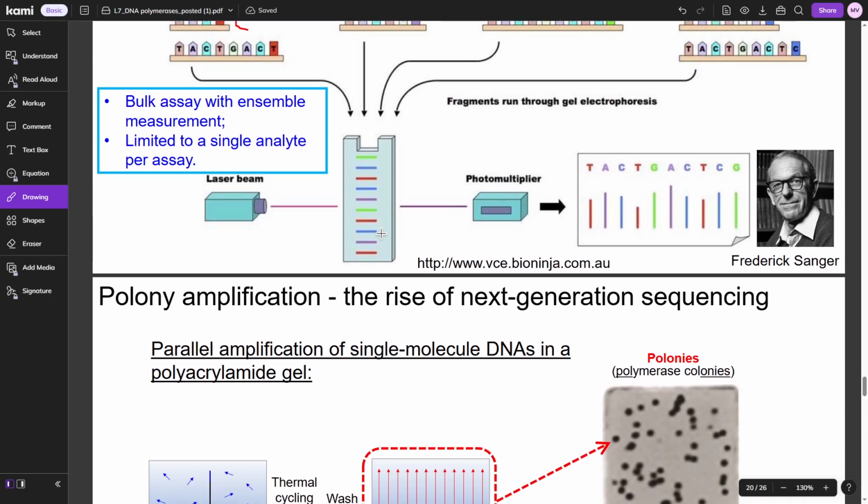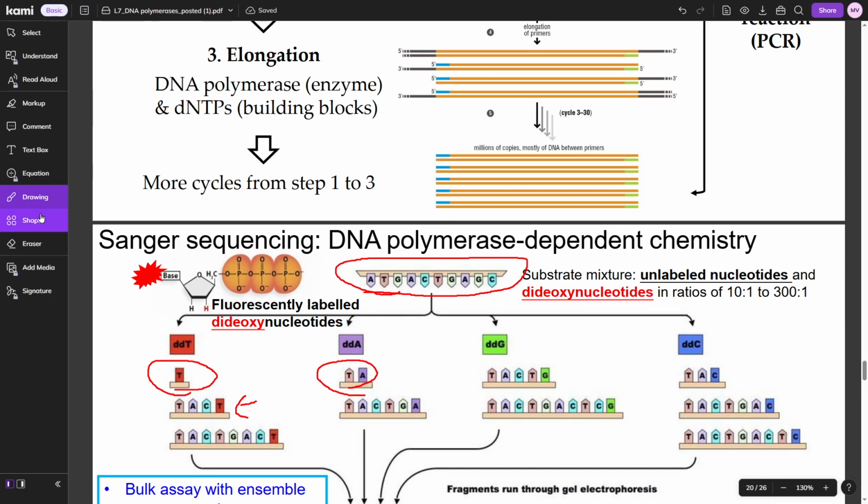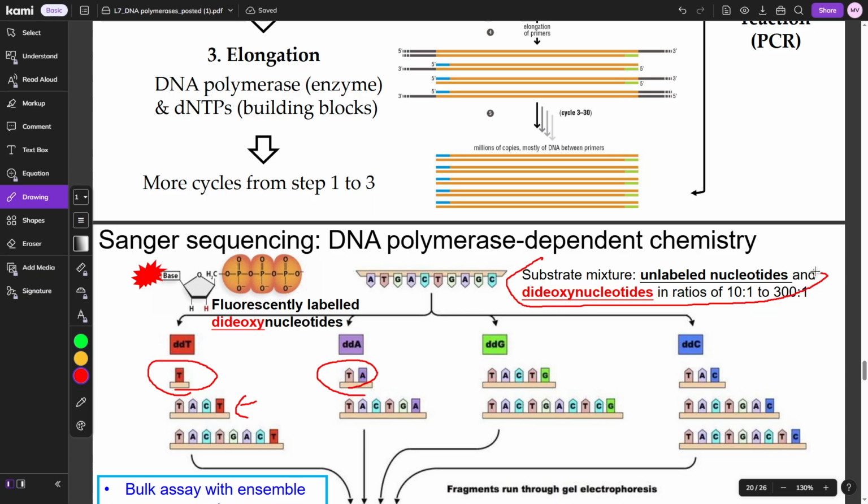So the important thing to remember is the ratio. You need to have a ratio of more dNTPs to ddNTPs, otherwise you'll stall your Sanger sequencing early, because if you have too many ddNTPs, you just don't get any chains at all that are actually long enough to do this.